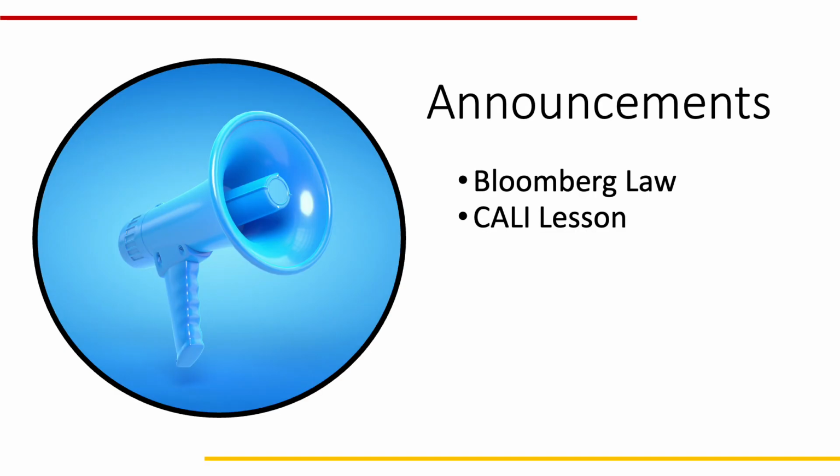First, some announcements. In Module 1, you will need to have access to Bloomberg Law as well as Cali lessons. If you have not gotten access to either of those, please look in the syllabus on how to get access to that. Bloomberg Law, you will need to contact David Grayheck. He's in the library and he's in charge of all the access to those databases. And then Cali lessons, in the syllabus, there's information on how to create an account. So please make sure you get access to those. You will need them for Module 1.